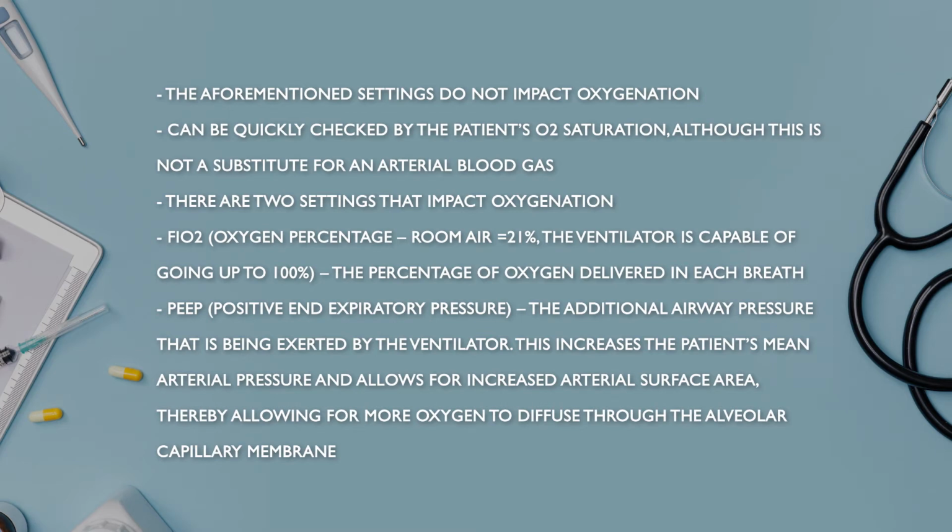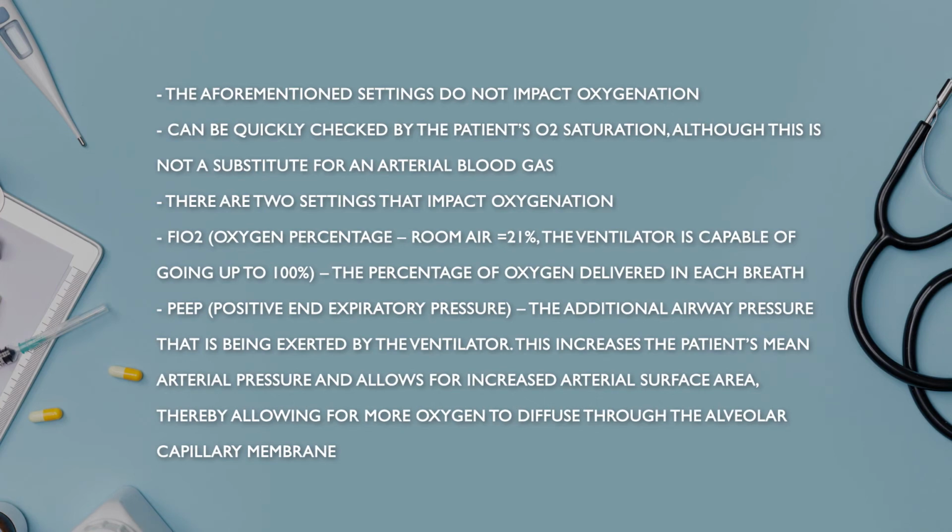Now, the other way that we can manipulate oxygen is by PEEP, by positive end expiratory pressure. And this is an amount of pressure that stays in the lungs and keeps the airway stented, but also increases our mean arterial pressure. So the way oxygenation happens is we've got that oxygen-rich blood flowing through the artery, hopefully making its way through the alveolar capillary membrane into the bloodstream.